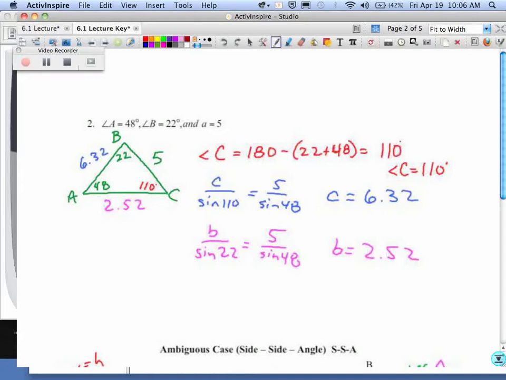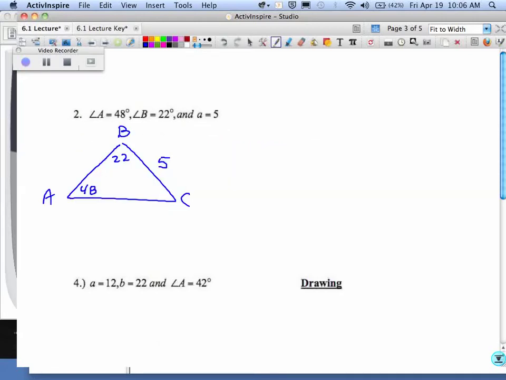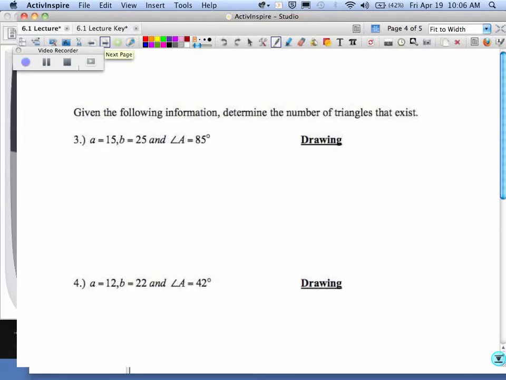Okay. So, no, I'm not skipping it. It must be at the bottom of this one.